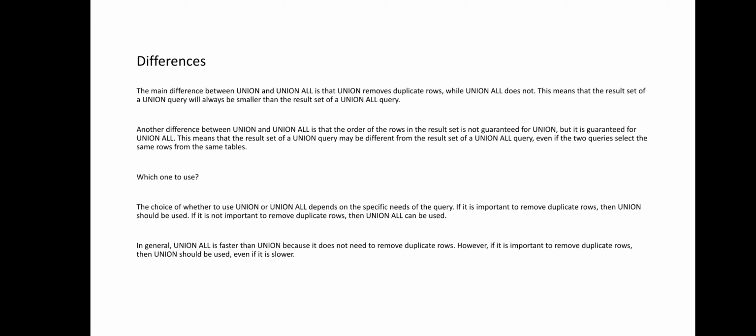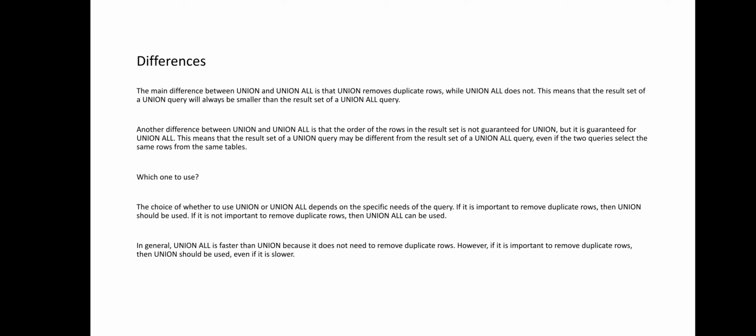Another difference between UNION and UNION ALL is that the order of rows in the result set is not guaranteed for UNION, but it is guaranteed for UNION ALL. This means that the result set of a UNION query may be different from the result set of a UNION ALL query, even if the two queries select the same rows from the same tables.